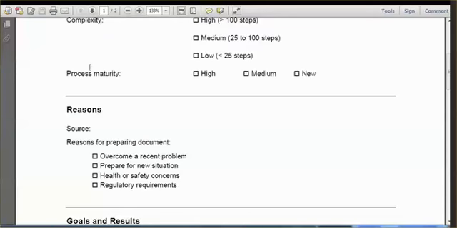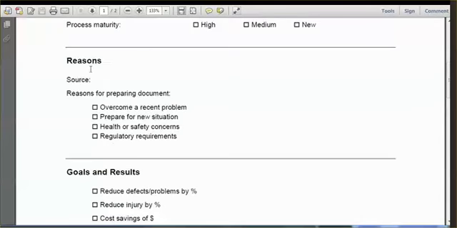Are there health or safety concerns that are reasons for having this document or policy in place? And are there any legal or regulatory requirements that are driving the creation of this document? So just identifying what those reasons are, and they could be, as I said, all of them, or just one or two, or maybe just one.